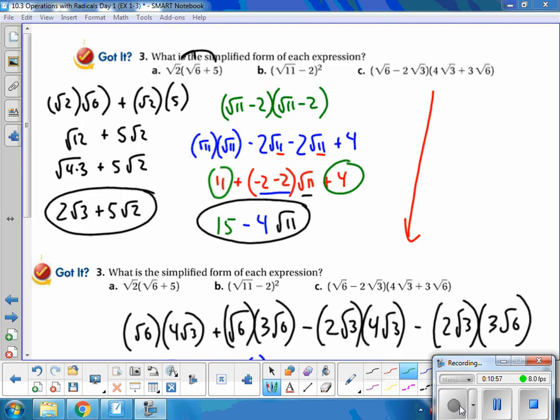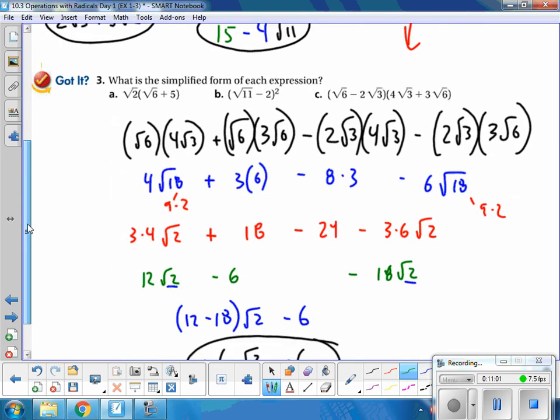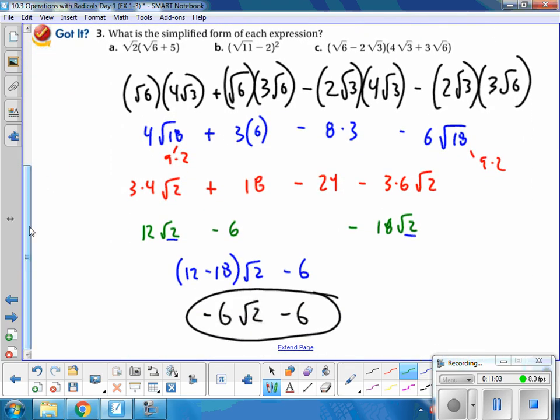Now the last one was kind of a big one. That one definitely had some girth to it, and I had to FOIL that out completely. I wrote this out so we can see the whole thing. When I did this, some things I noticed was right here, square root of 6 times square root of 6 is just going to give me 6. That I knew. Square root of 3 times the square root of 3 is going to give me 3, so I was able to jump right to that.